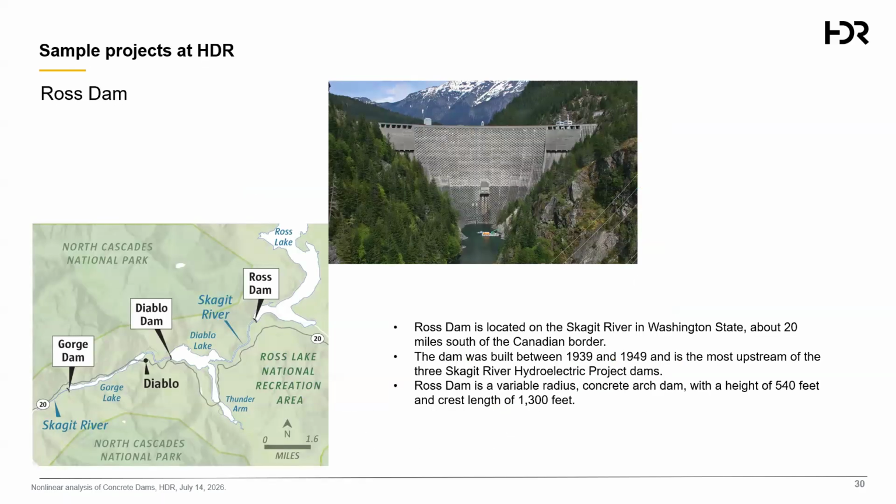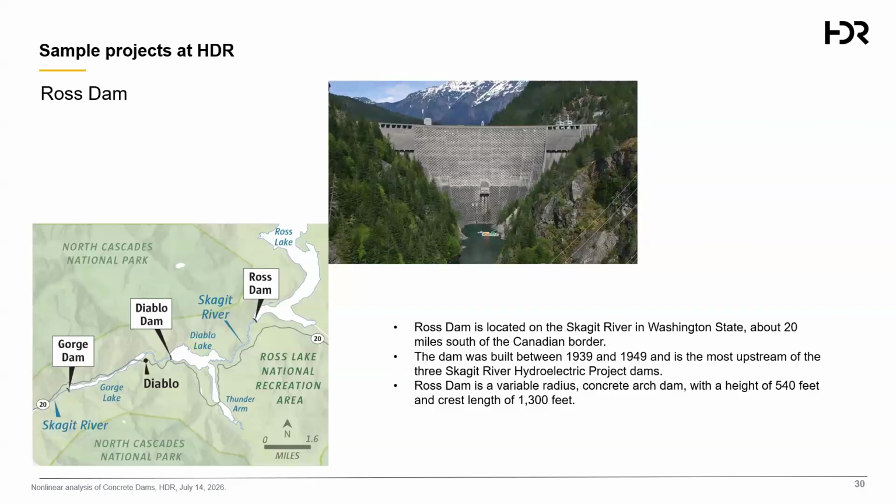And another project that I was involved in is Ross Dam. Ross is located on the Skagit River in Washington State, and this one is the most upstream of the three Skagit dams. The other ones are Diablo and Gorge Dam, which we worked on as well. And Ross was built between 1939 and 1949.